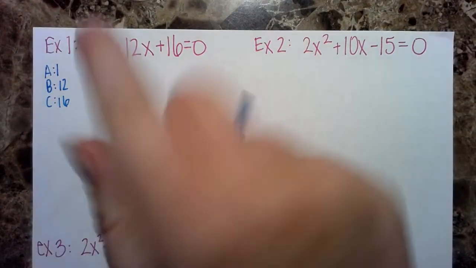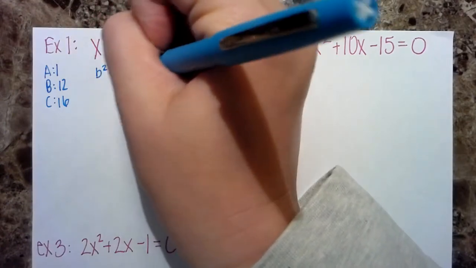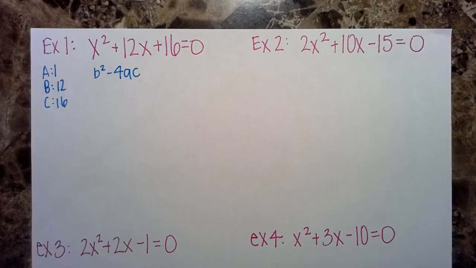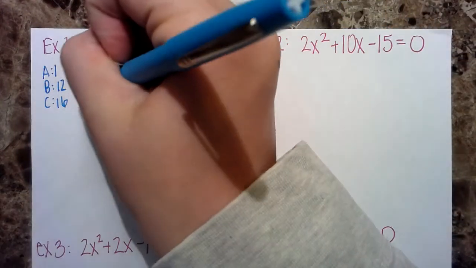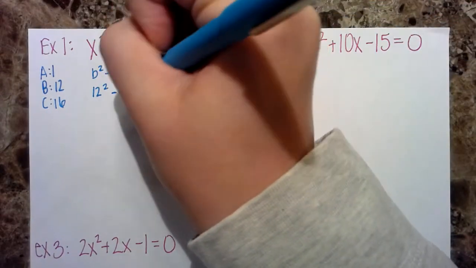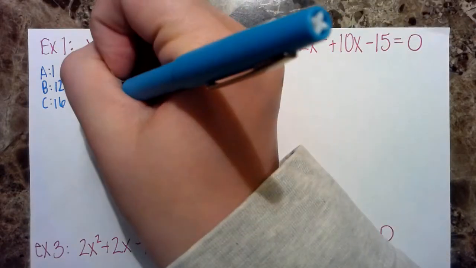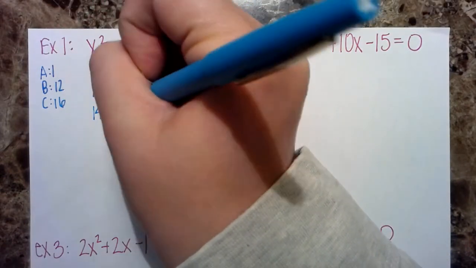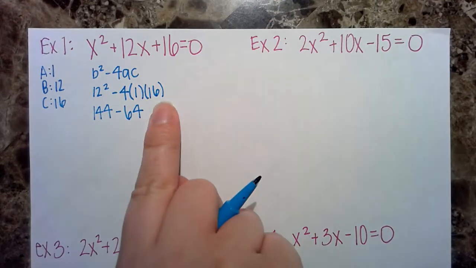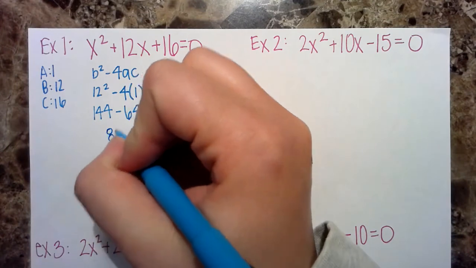Okay, I'm going to first find the discriminant. So the discriminant is B squared minus 4 times A times C. So when I do this, I'm going to take B squared. So I'm going to take 12 squared minus 4 times my A value, which is 1, times 16. That's going to give me 144 minus 64, because negative 4 times 1 times 16 gives me negative 64. That's going to leave me with 80.